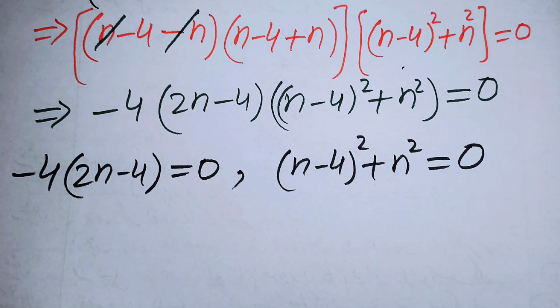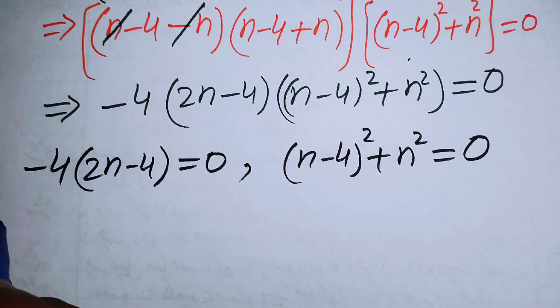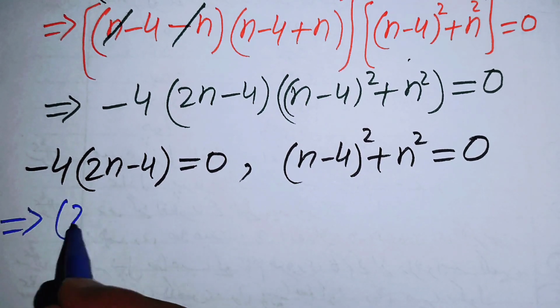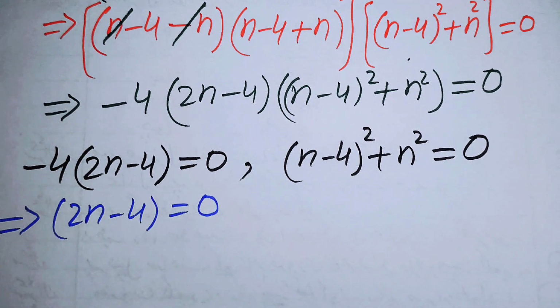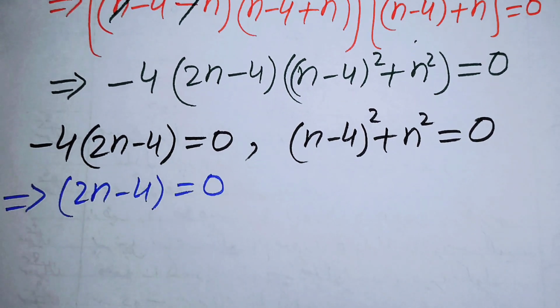So first I can solve the first case, and in this case you move minus 4 to the right hand side and you get 2n minus 4 is equal to 0, because 0 over minus 4 is equal to 0.